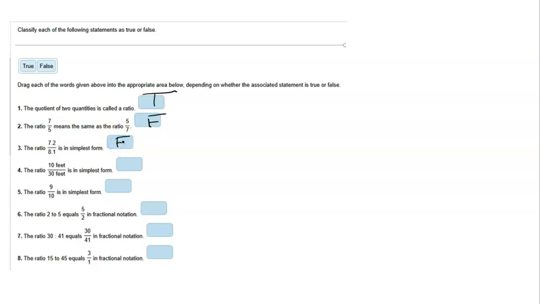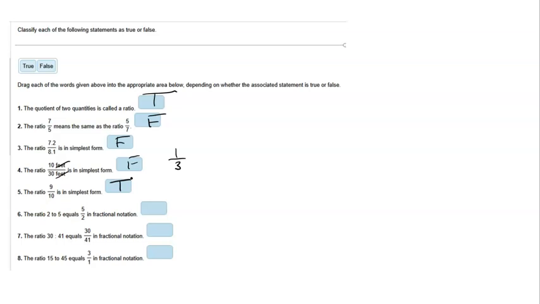The ratio of 10 feet to 30 feet is in simplest form, and that's not true. That is false, but if I were to put that in simplest form, first thing, feet over feet cancels, and 10/30 reduces to 1/3, that would actually be simplest form for that ratio. The ratio 9/10 is in simplest form. That is true.